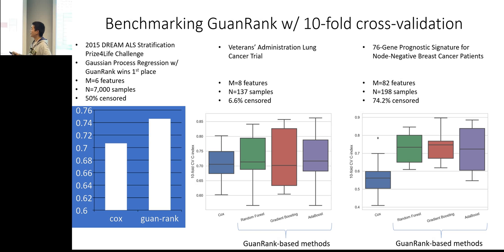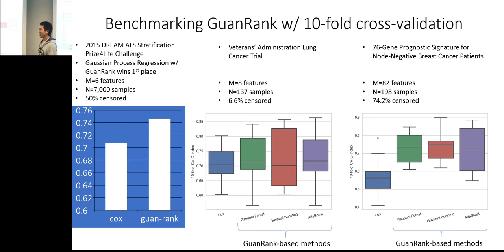What she did was, for her winning first place algorithm, she calculated the GuanRank and then used Gaussian process regression as her model. This data has 6 features, 7,000 samples, and 50% of the data is right-censored. And you can see it has a pretty good, about 5% better tenfold CV index on top of the Cox models. Not bad, pretty good. Won first place. Apparently, 5% is all you need to win first place, right? Mm-hmm. Several tens of thousands of dollars. Yeah, there's a lesson in there. I will talk more about that later. Right. I have a meme for that later.